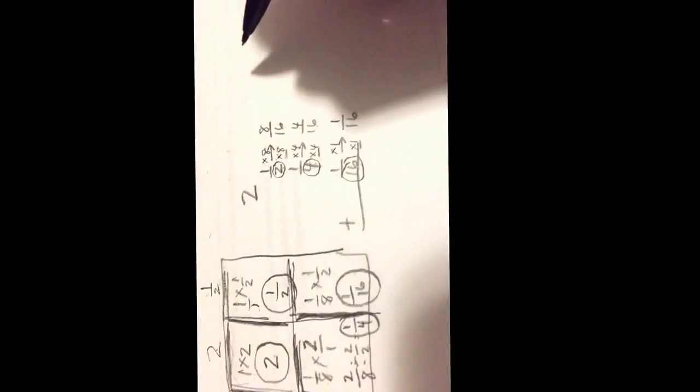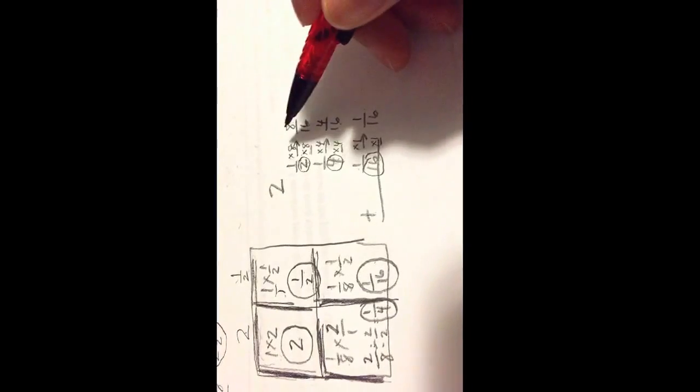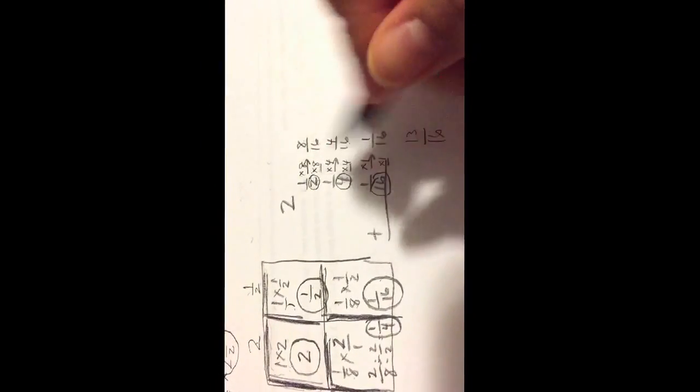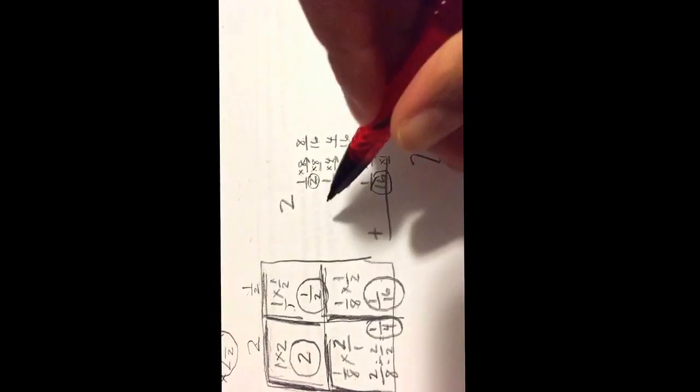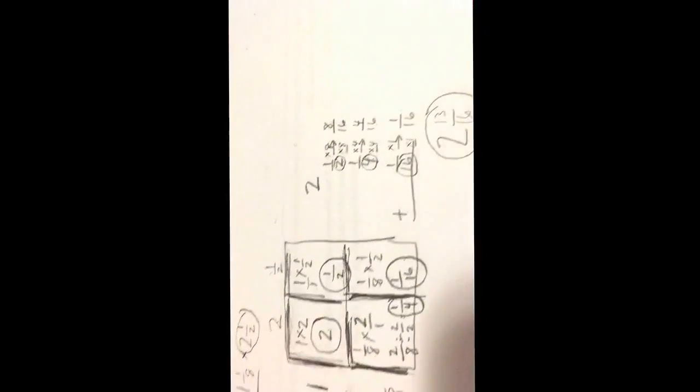Adding that all up, 8 plus 4 plus 1. 8, 9, 10, 11, 12, 13 is 13 over 16. And don't forget our whole numbers, 2. There's no other number in front. So your final answer is 2 and 13 over 16.